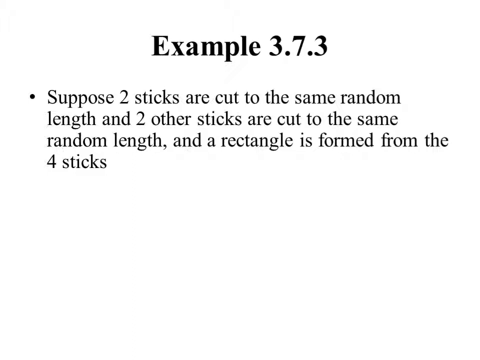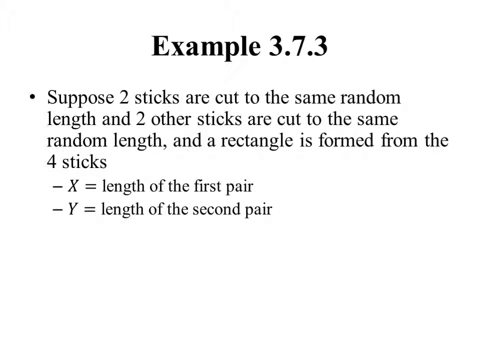Another example, suppose we take two sticks and we cut them to the same random length. And then we take two other sticks and cut them to the same random length. Now those random lengths may not be the same for the first pair as the second pair. And then let's suppose that we form a rectangle from the four sticks.